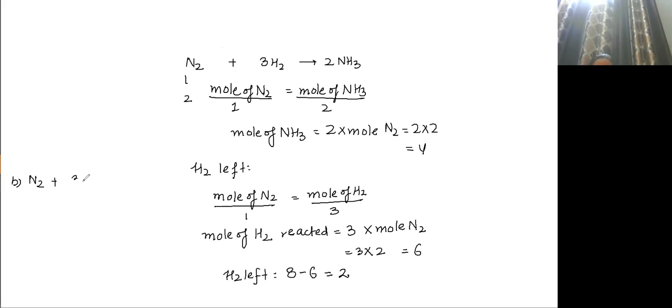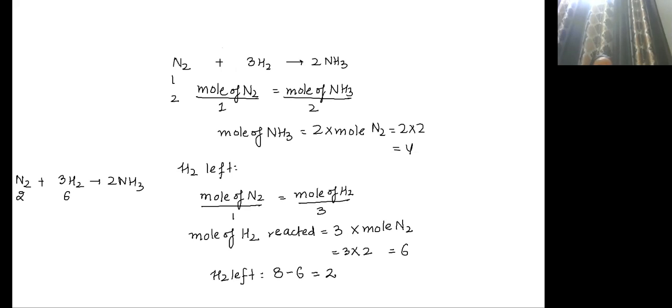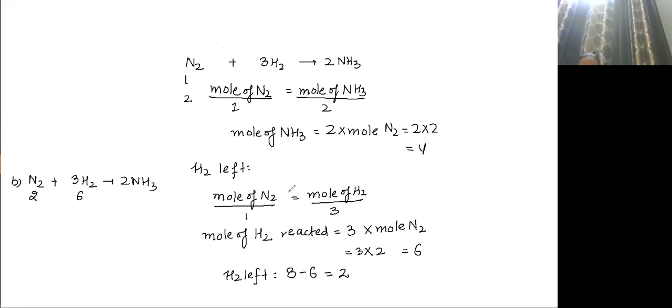N2 plus 3H2 is giving 2NH3. Moles is 2 and 6. In this, tell me, LR, ER is present or not? I'm giving you 1 minute time. Quickly copy this.